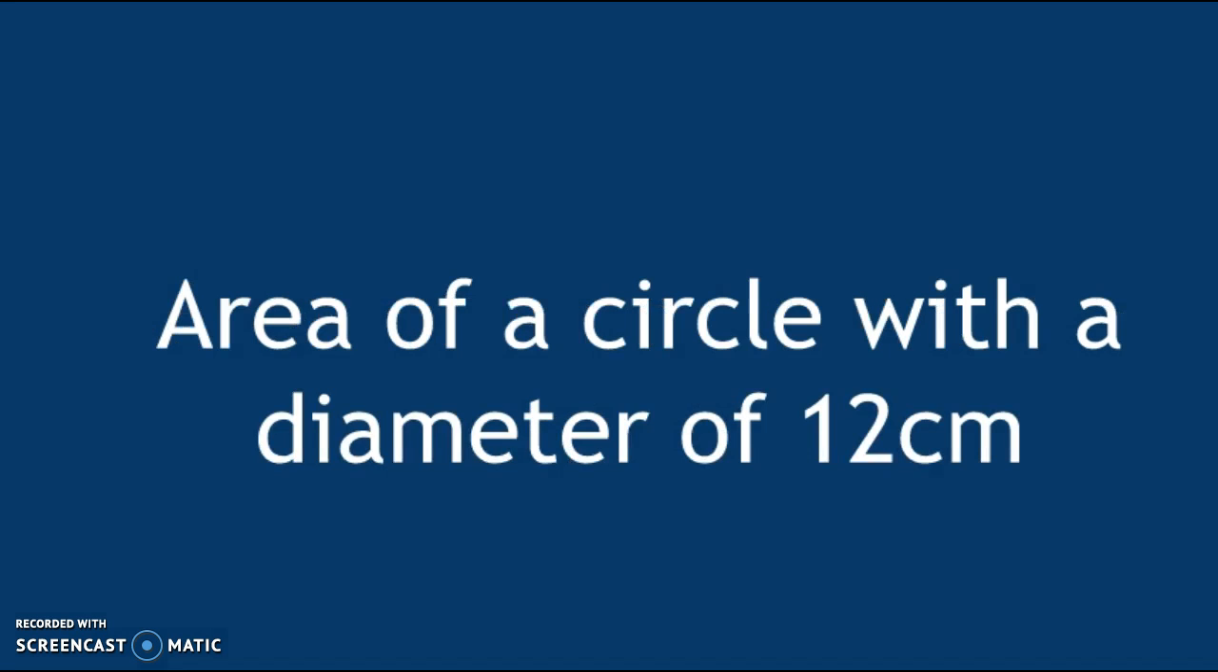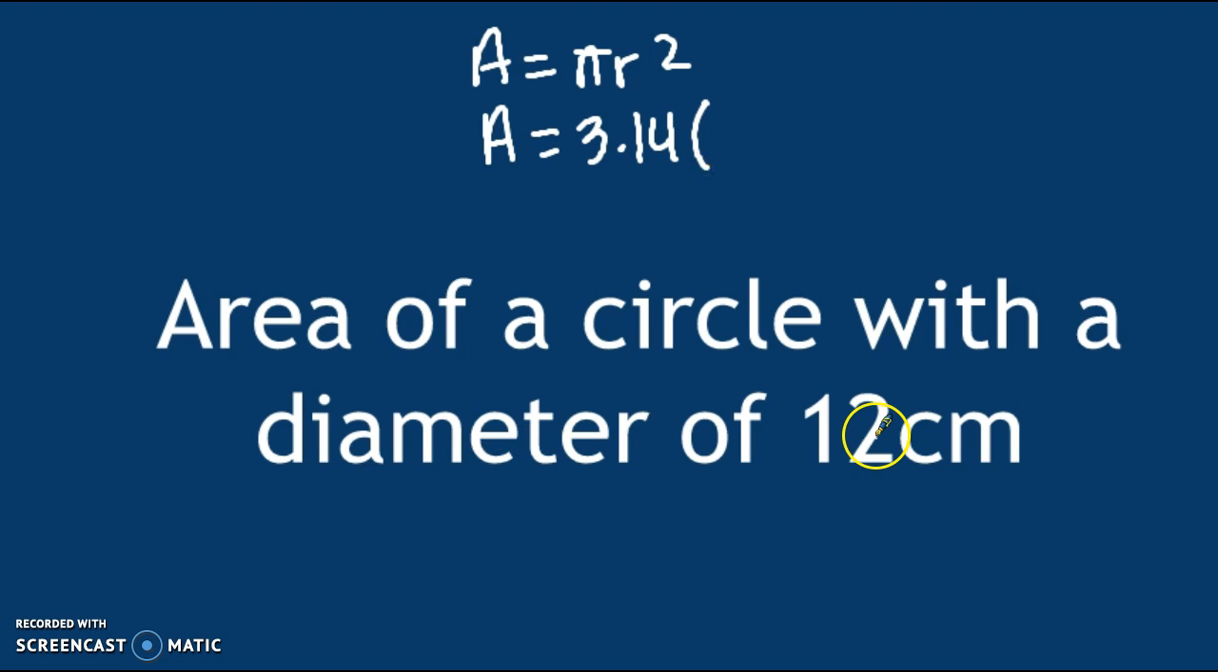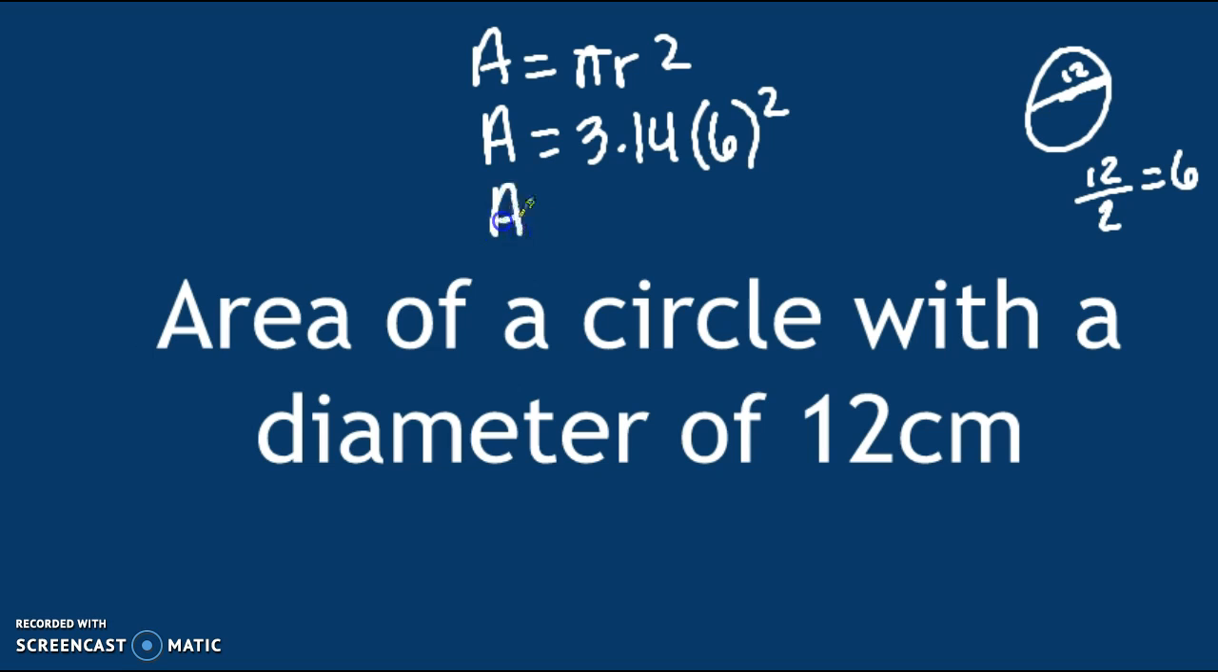The area of a circle with a diameter of 12, area equals pi times the radius squared. So that's 3.14 times, this says the diameter is 12, so all the way across is 12. We just want half of that. So half of 12 is 6. 6 squared is 36, and 3.14 times 36 is 113.04 square centimeters.